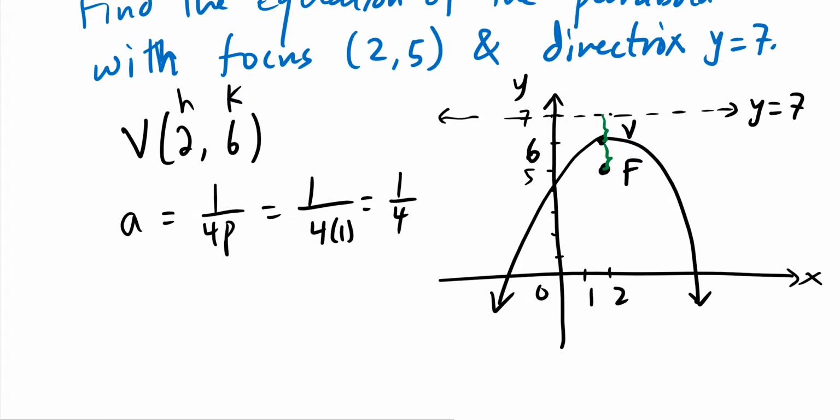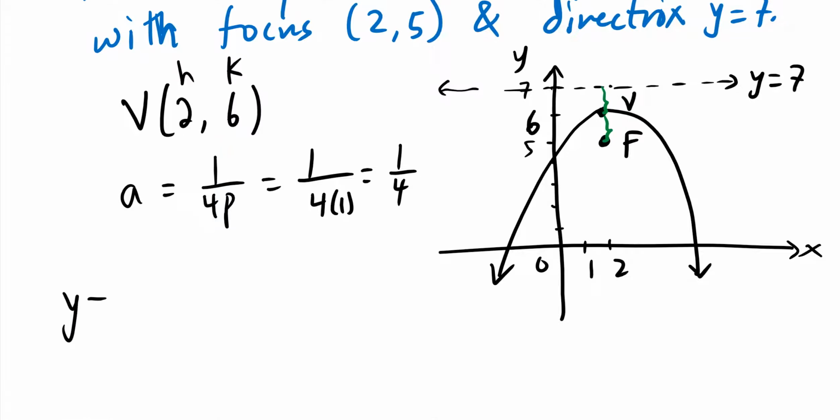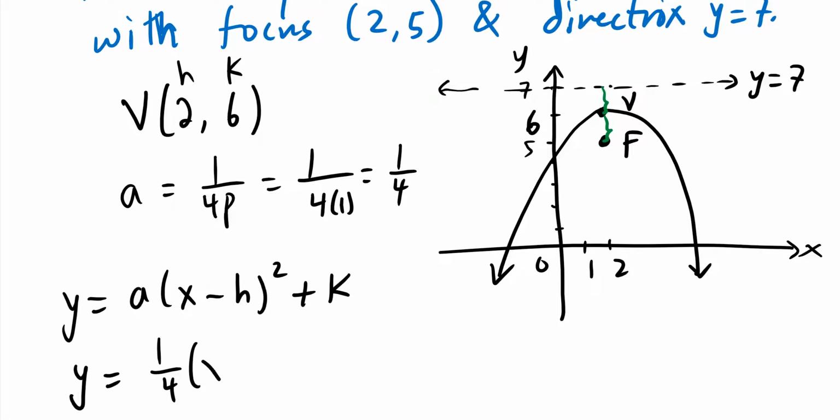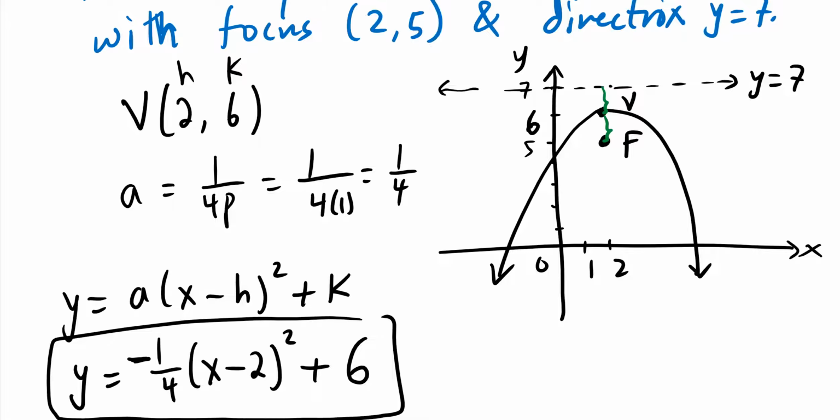So then the equation is y equals a times x minus h squared plus k. And a is 1 over 4, h is 2, and k is 6. But notice something. The parabola opens downward. So a must be negative. So you must put a negative sign. That gives us the equation. You see, because it opens downward, that's why we put a negative sign.